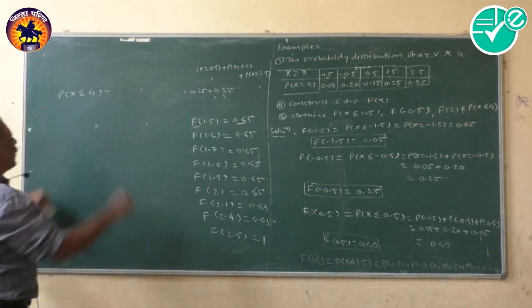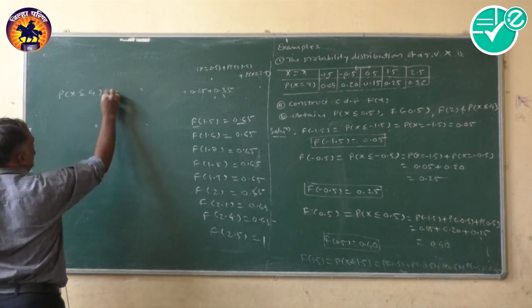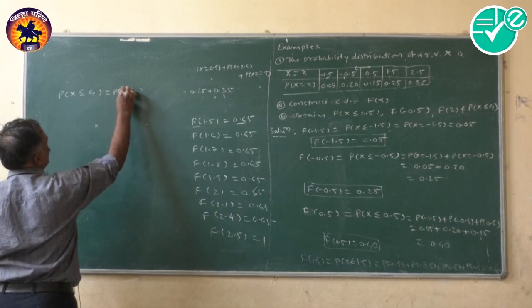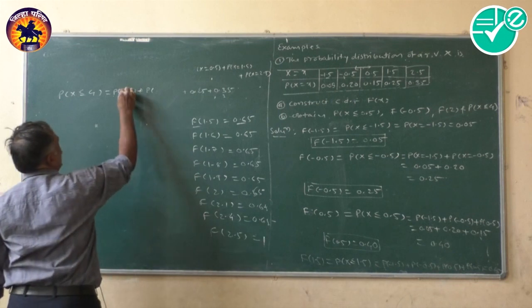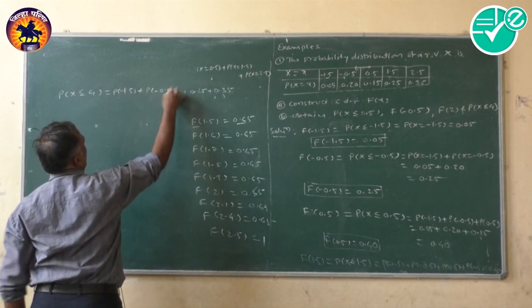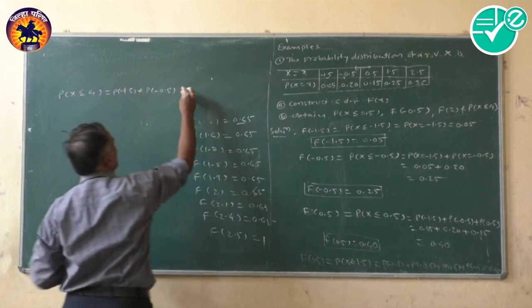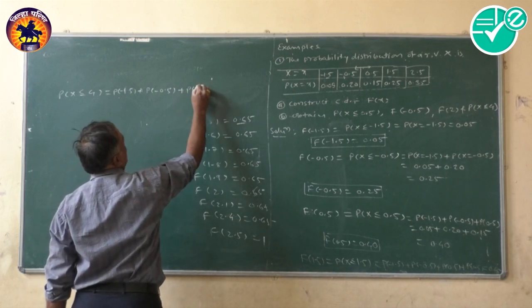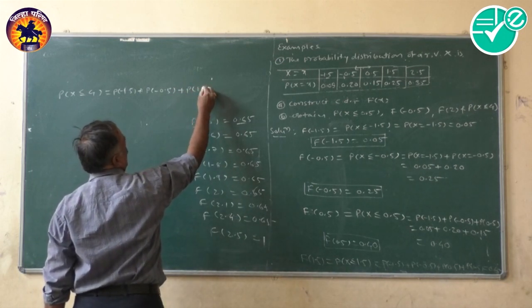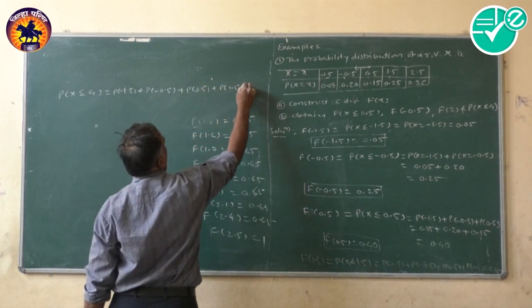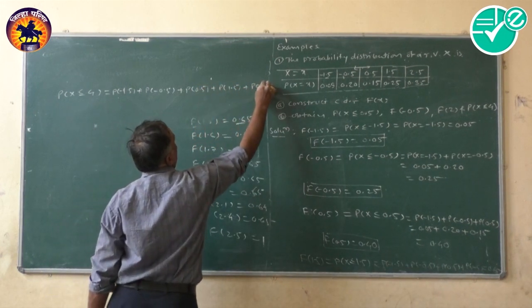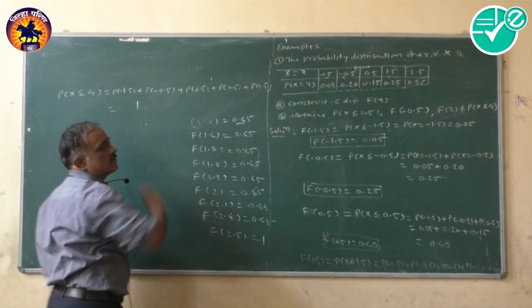So the probability that x is less than or equal to 4 is exactly equal to the probability at minus 1.5, plus the probability at minus 0.5, plus the probability at 0.5, plus the probability at 1.5, plus the probability at 2.5, and the sum of these probabilities must be equal to 1.